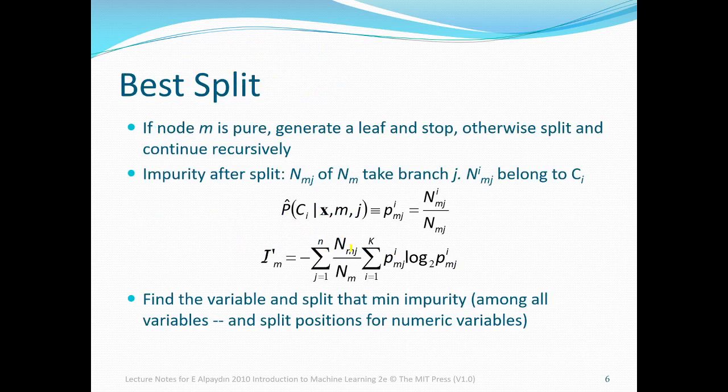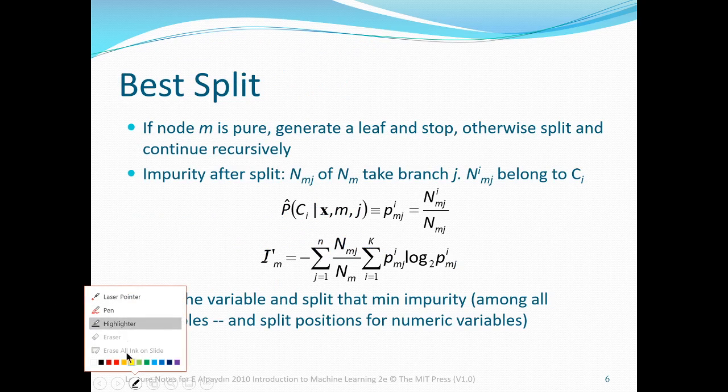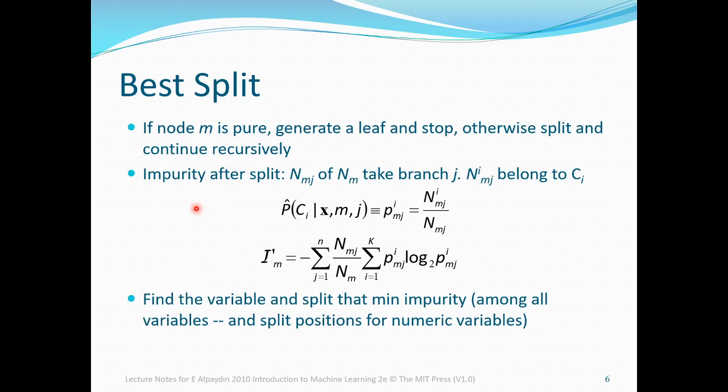Now we'll talk about the best split. The best split is when we can separate the classes accurately based on that feature. If node m is pure, generate a leaf and stop. Otherwise, split and continue recursively.